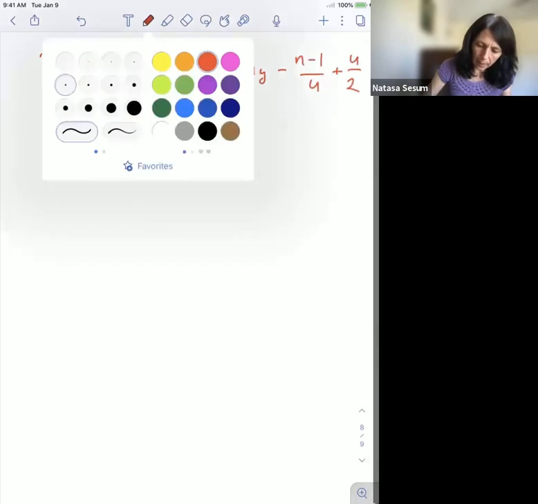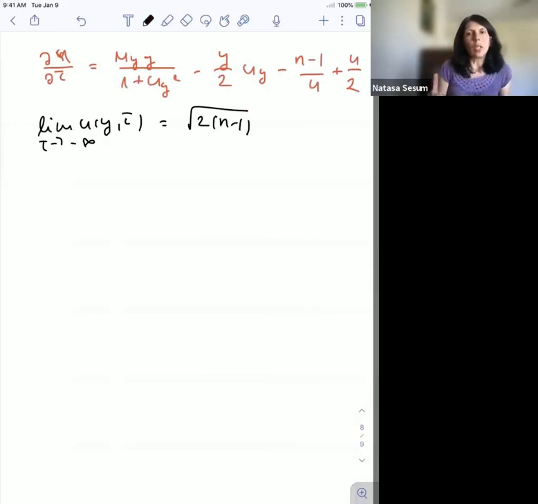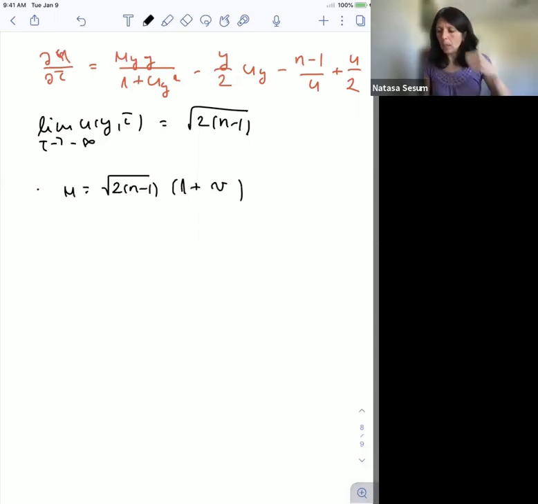Okay, and then I'm going to also say that the limit of u of y comma tau, we know, as tau approaches negative infinity, is the square root of 2 times (n minus 1), because u equal to the square root of 2(n minus 1) corresponds to a round cylinder, whose cross section has radius the square root of 2(n minus 1). And then I will briefly say that we measure the deviation from a cylinder. So we introduce a function v. So u is the square root of 2(n minus 1) times (1 plus v). Okay, and v is the deviation from a cylinder.